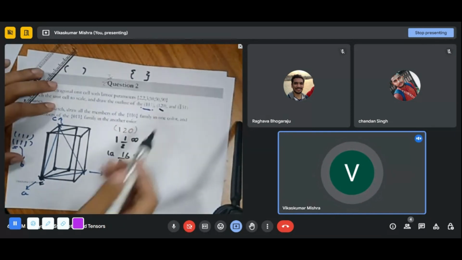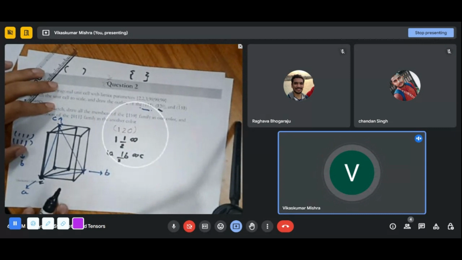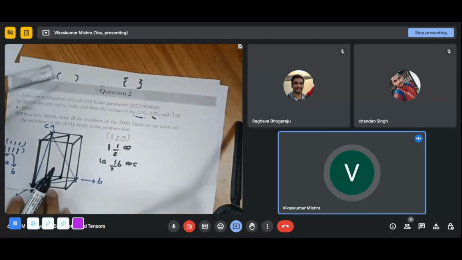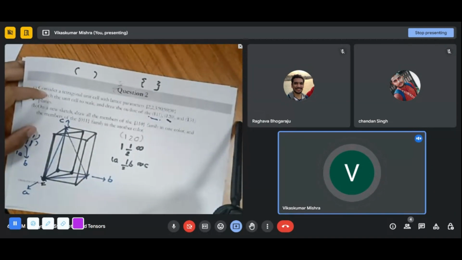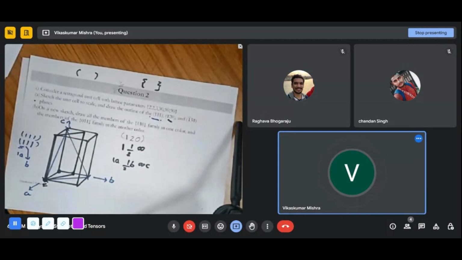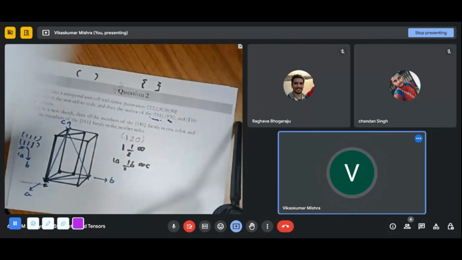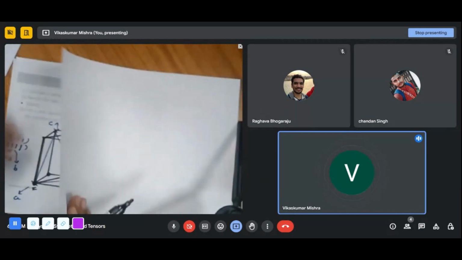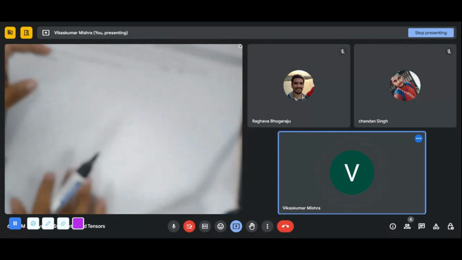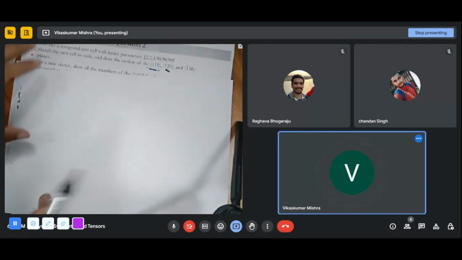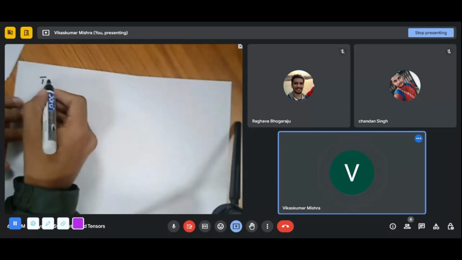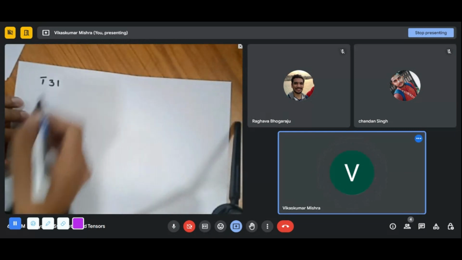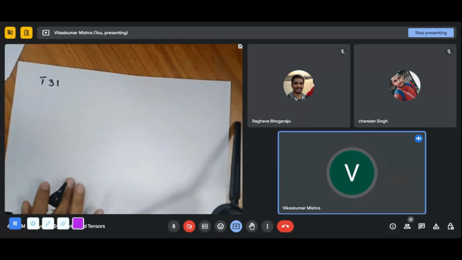Let's go with the third one, that is 1 bar 3 1. It will be a little complicated, but still we can draw. Instead of drawing over here, we can select some other page. Let me take another page. We need to plot 1 bar 3 1. Again, we need to draw a tetragonal unit cell first.